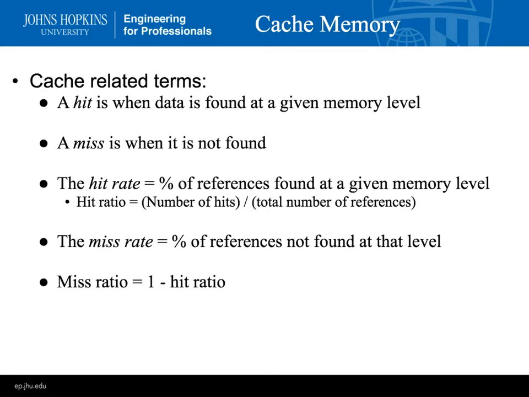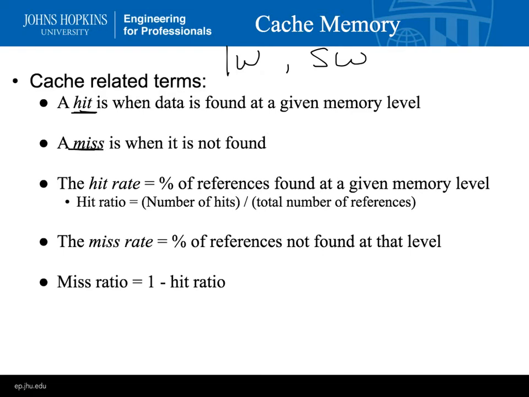So here are some definitions. When we want an item from memory, remember, the only time we're going to access memory is with a load word or store word. Let's say we get an address that we want from memory. When we find that data in the cache, that's called a hit. If we say, I want data at a certain address, and we look in the cache and it's there, that's a hit. If we look in the cache and it's not there, that's called a miss.